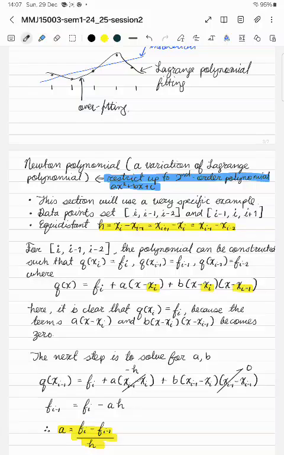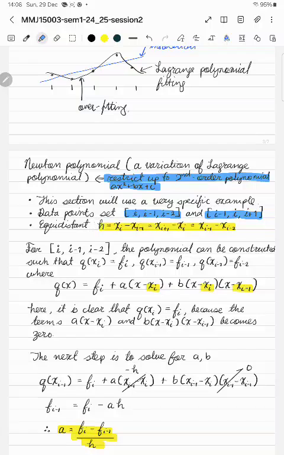So given a data set of i minus 1 and i minus 2, or i minus 1, i and i plus 1, and one more restriction that we will impose specifically for this course is the equidistant requirement. So you have xi minus xi minus 1 equal to xi minus 1 minus xi minus 2, all of them are of equal values.